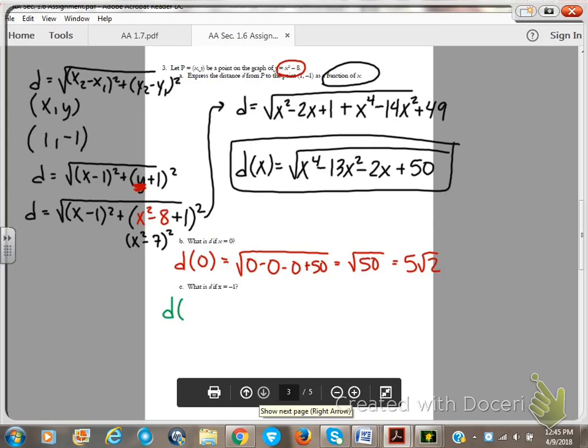Then on part C, plugging in -1. So you're taking the square root. -1 to the 4th is 1. -1 squared is 1 times -13 is -13. -2 times -1 is positive 2, and then plus 50. So when you combine all of those, you get the square root of 40, which is going to be 2 square root 10.